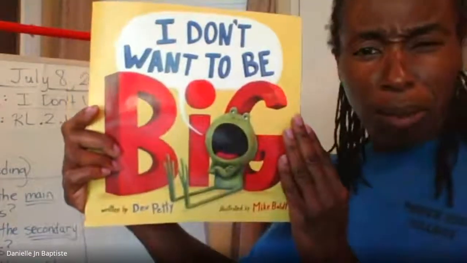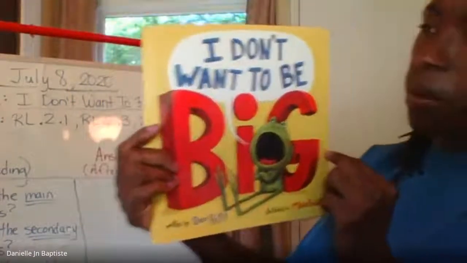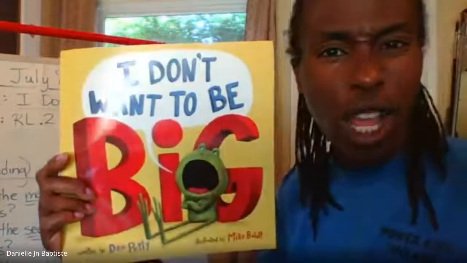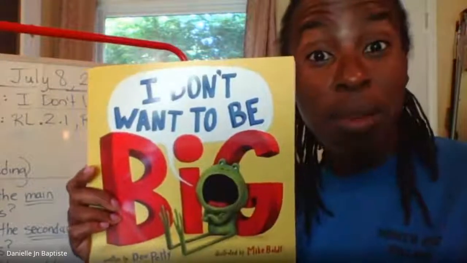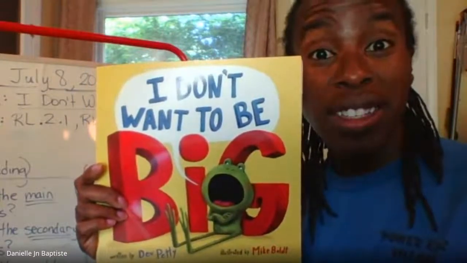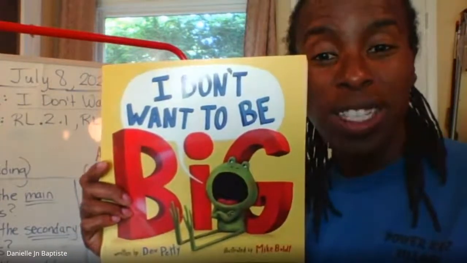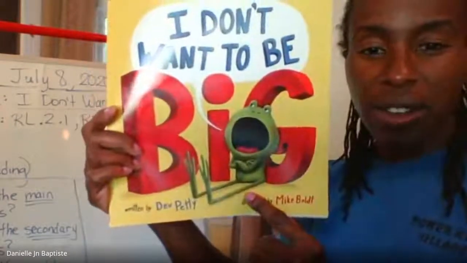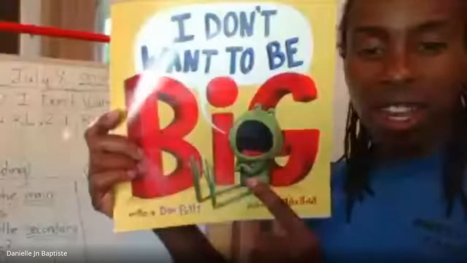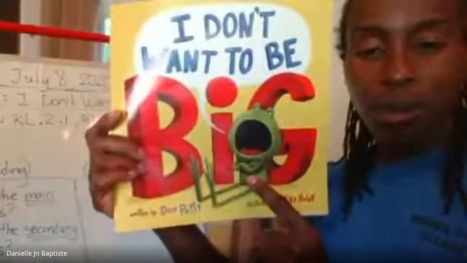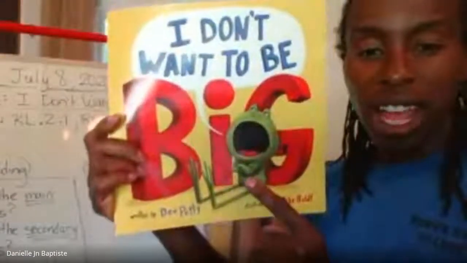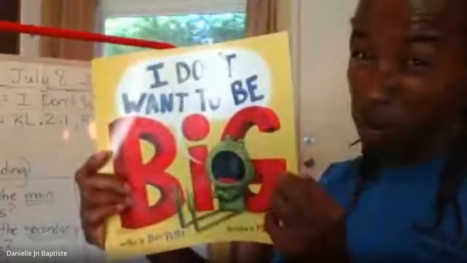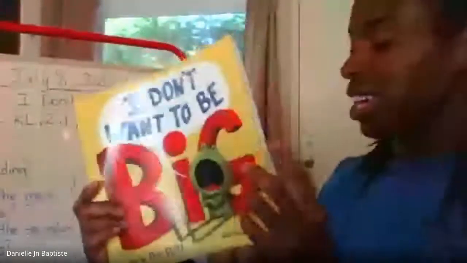I Don't Want to Be Big. And by the way, this word right here, don't, is a contraction. It means do not. I don't want to be big. And you can see that little frog right here is crossing his arms. He's folding his arms across his chest. And so he doesn't want to be big. He's not happy about getting big, probably. Here we go.